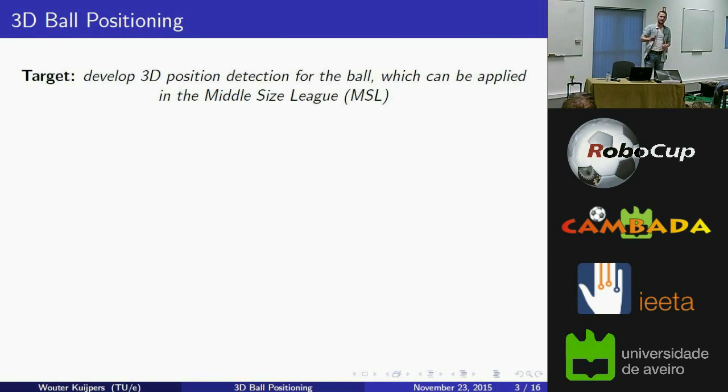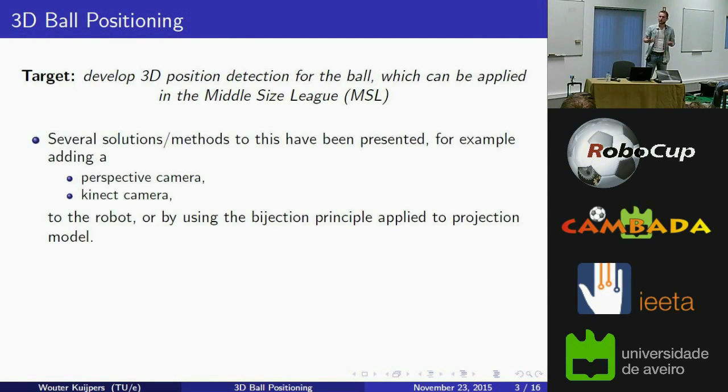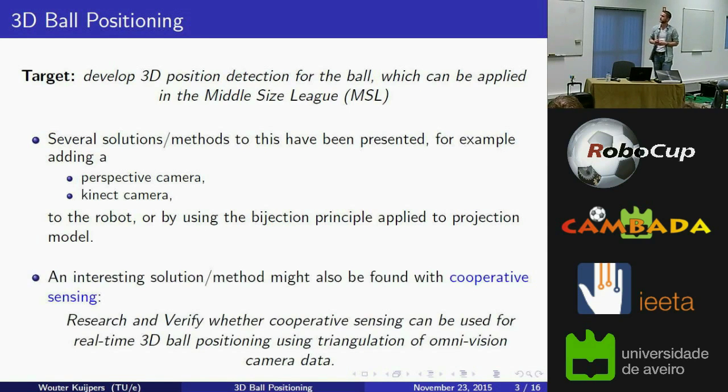So the target is to develop a 3D ball detection system for robots in the MSL League. Several solutions have already been presented, also today. For example, adding another perspective camera, using Kinect cameras. There are also some things, for example, with the bijection principle applied to the projection of the ball, which makes every projection unique. And in that sense, you could also estimate the 3D ball position.